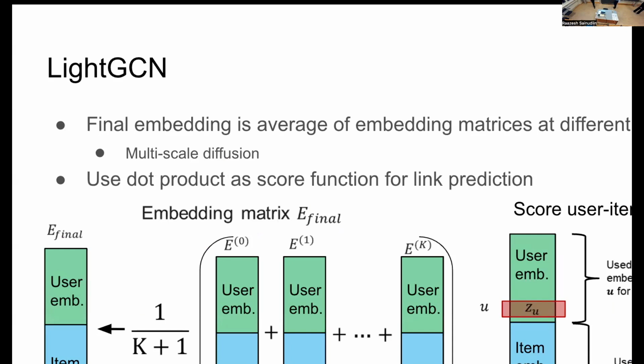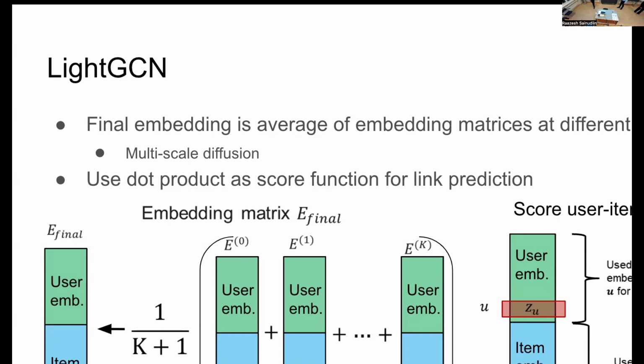So what happens is you will have these from layer 0, from layer 1, you add them up to each other. Then you will just average it according to this in LightGCN, super simple. Sometimes they value, for example, layer 0 higher than layer 1 so that you retain the original embedding value. And this is called multi-scale diffusion when you combine all of these embedding matrices.